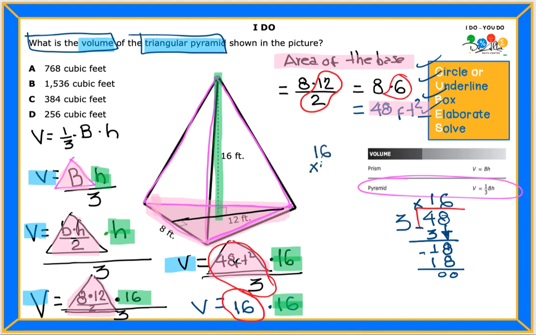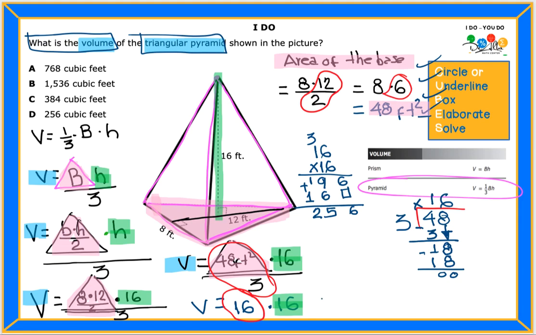16 times 16. Can you help me to multiply? 6 times 6, 36. 6 and we carry 3. 6 times 1 is 6 plus 3, that's 9. We put a placeholder. 1 times 6, 6. 1 times 1 is 1. 6 plus nothing, 6. 9 plus 6, 15. 5 and we carry 1. 1 plus 1, that's going to be 2. And I got no decimals in any factor, so I don't have any decimals in here.